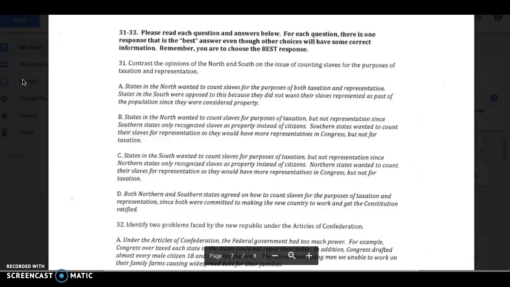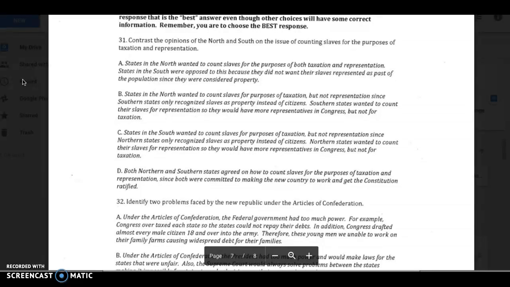(31, 32, and 33). Please read each question and answers below. For each question, there is one response that is the best answer, even though other choices will have some correct information. Remember, you are to choose the best response.